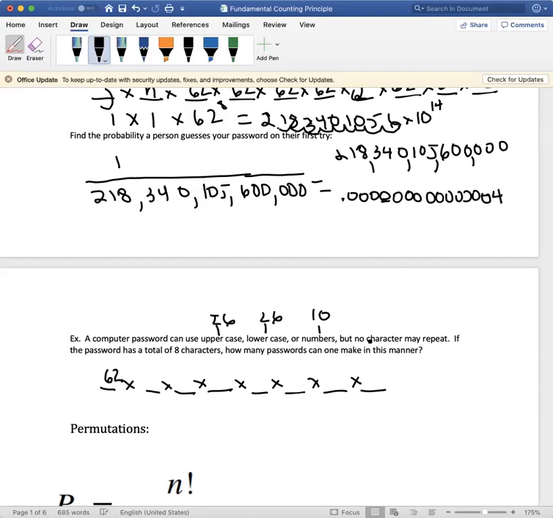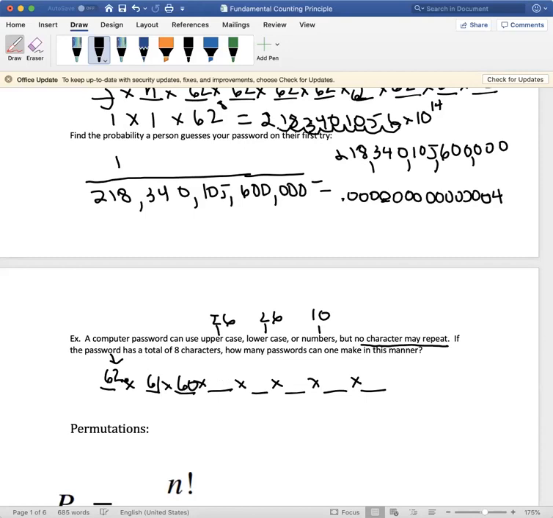Now, the difference is that this one says that no character may repeat. So whatever letter, number, uppercase letter, or lowercase letter I use here, I can't use in the next one. So if we have 62 possibilities here, whatever one I put here, I can't use in this one. So that means I only have 61 possibilities here. Similarly, whatever one I put here, I can't reuse this one or this one, so that means I have 60 possibilities here. So if I put a capital A and a 2 here, I can't use those for the next one. So instead of having 62 possibilities, I have 60.